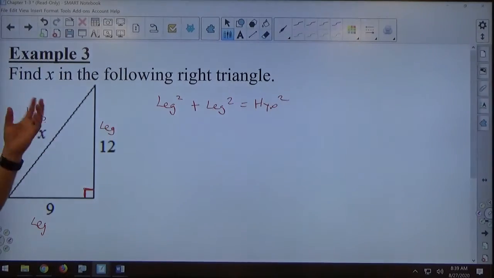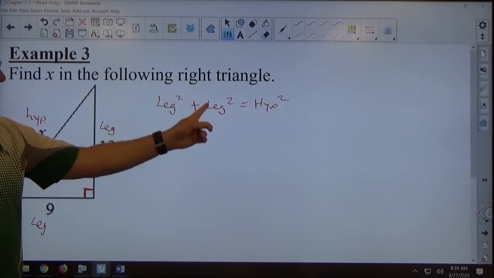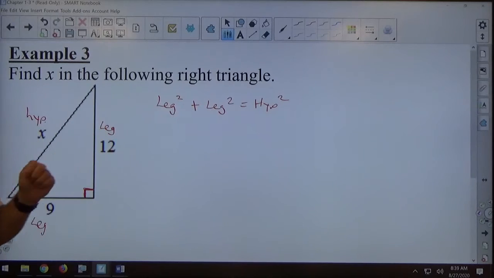As long as the legs are on one side, hypotenuse on the other, you got it set up right. It doesn't matter which leg's which. I could put 12 squared plus 9 squared, or 9 squared plus 12 squared. Sometimes they give you the hypotenuse to make sure that you put them all in the right place, and then the algebra is going to work itself out whether you need to add the numbers or subtract the numbers to get what you're supposed to get.